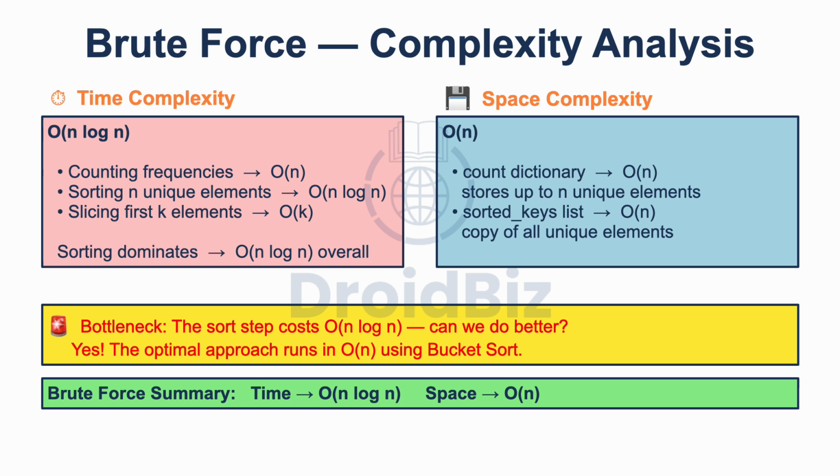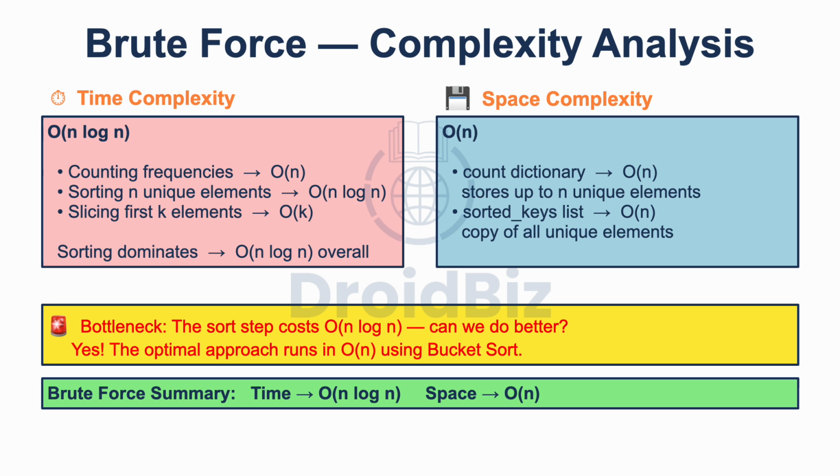Now for space complexity. Our count dictionary stores up to n unique elements, so that is big O of n. The sorted keys list is also a copy of all unique elements, giving us another big O of n. Overall space complexity is big O of n.